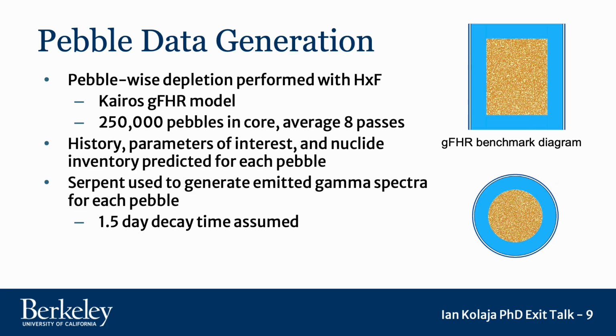With HXF, for each pebble, we get the fuel composition, so that's all of the fission products, the actinide inventory over time. We get the average pathway that the pebble took, the residence time, the number of passes, as well as the fast and thermal fluence. Then I use Serpent to generate the gamma spectrum for each pebble after it decays a bit in the defueling chute. I used a day and a half because that's about what you would expect to see in practice.